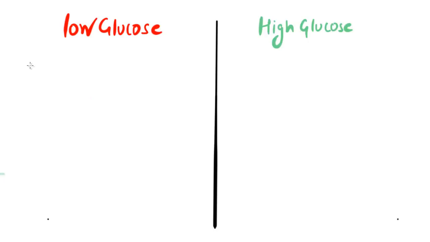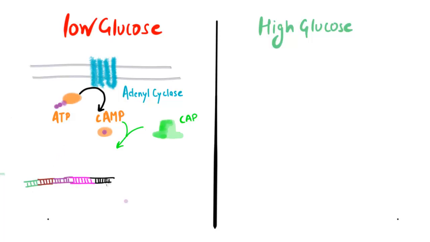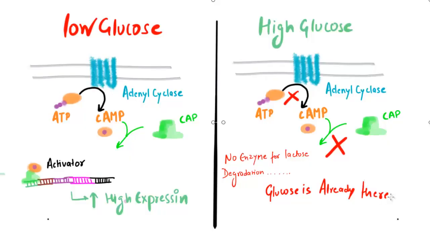If the concentration is low, there is an enzyme known as adenyl cyclase, which converts ATP into cyclic AMP. The cyclic AMP can bind with another protein known as the CAP protein. This CAP protein along with the cyclic AMP binds onto the Lac Operon, and it acts as an activator and facilitates the transcription process. On the other hand, if the concentration of glucose is high, the adenyl cyclase activity goes down. Now it cannot convert ATP into cyclic AMP, and hence there is no enzyme for lactose degradation, and glucose is already there.